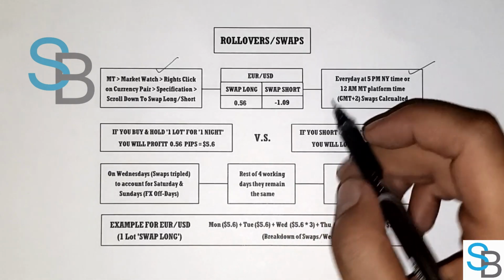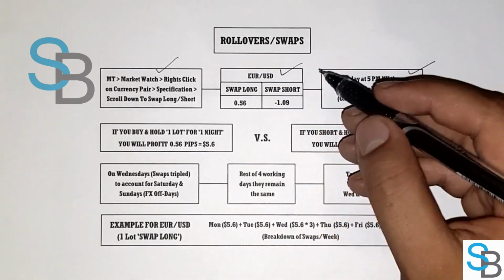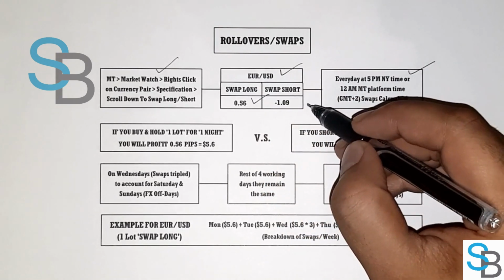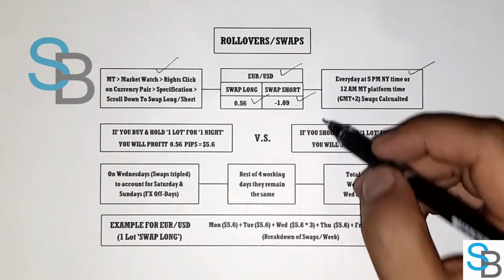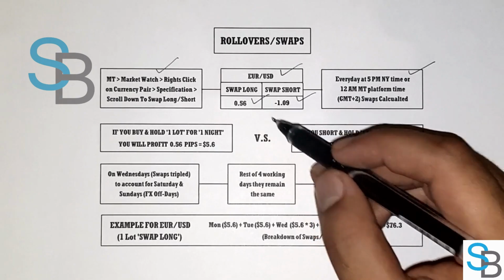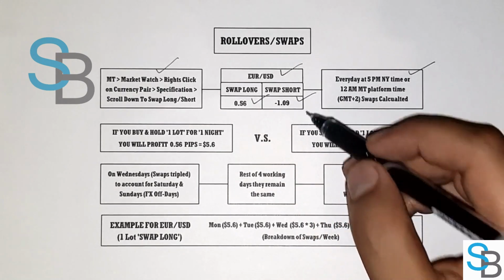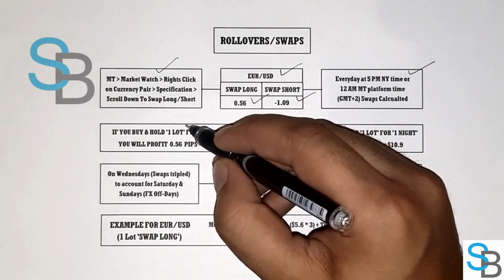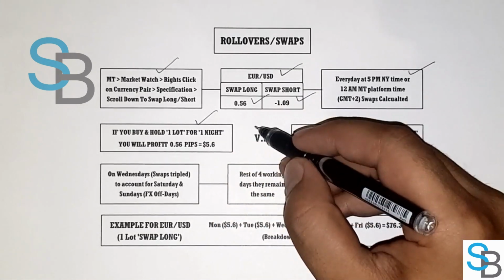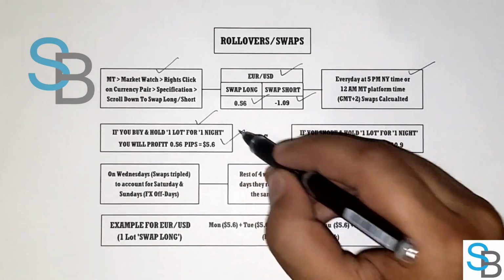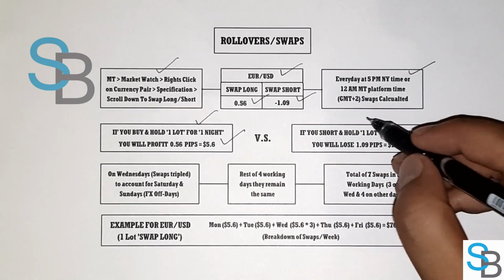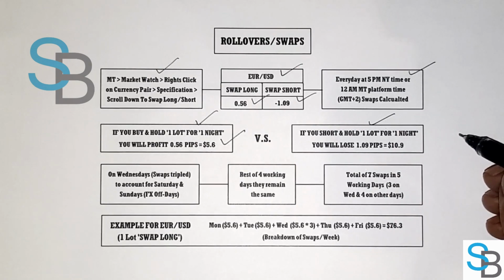Let's do an example for trading one lot of Euro USD. Let's say the swap long is 0.56 and swap short is -1.09. This means if you go long, you would earn an equivalent of 0.56 pips, and if you go short, you would lose an equivalent of 1.09 pips. In other words, if you buy and hold one lot for one night, you would earn 0.56 pips. That is a profit of $5.6. On the other hand, if you short and hold one lot for one night, you will lose 1.09 pips. That is a loss of $10.9.